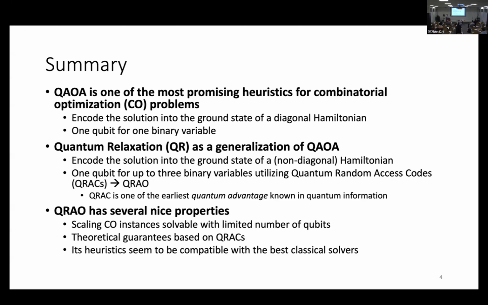It has several nice properties. Even with the noisy quantum devices and limited number of qubits mentioned in the first presentation, by using quantum random access codes, we can scale the instances of combinatorial optimization we can solve with a limited number of qubits. We do have theoretical guarantees on these optimization properties. And when we run this on several standard benchmark problems in classical optimization, the heuristic seems to be comparable to the best classical solvers.